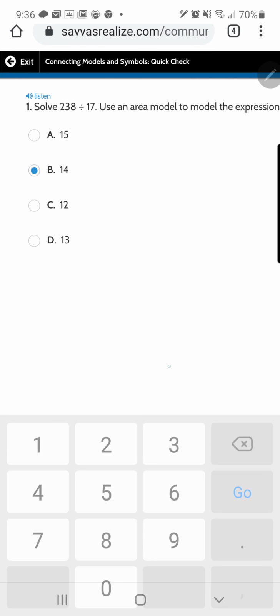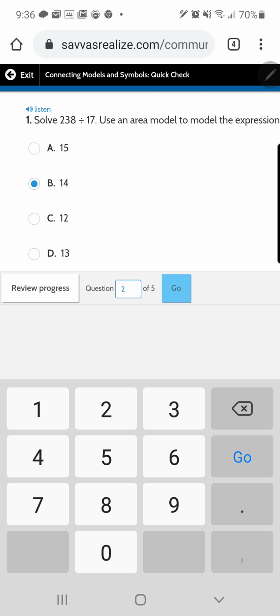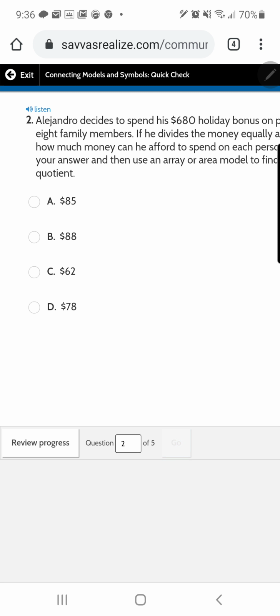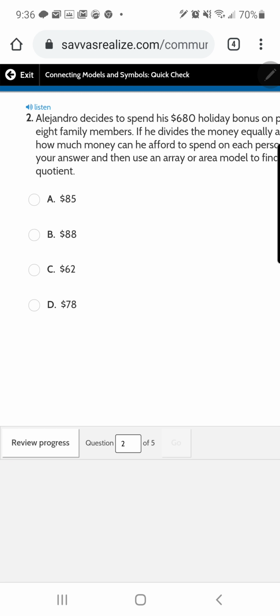Let me go on to number 2. Okay, number 2, if you read it correctly, it's just saying that Alejandro had a total of 680 holiday bonus money, and then he wanted to divide it equally amongst 8 family groups, right? There's that total, and then he wanted to share it equally amongst those 8. It says he divided equally. So we want to know how much he spent on each person.